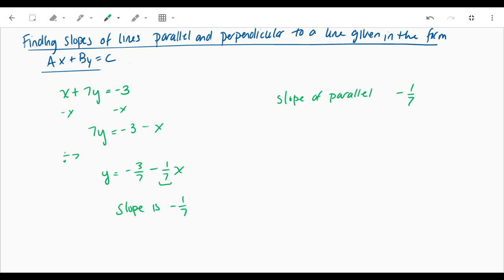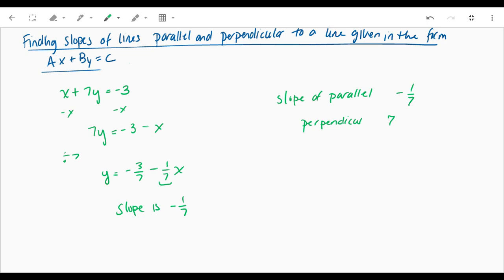Okay, and then the slope of a perpendicular line would be the opposite reciprocal. This is going to be positive, and we're going to flip our fraction. So right now the fraction is 1 over 7. We flip it, it's going to be 7. Okay, so make it positive 7. All right.